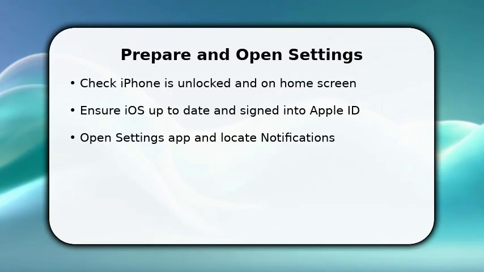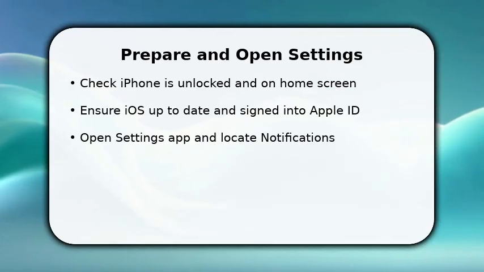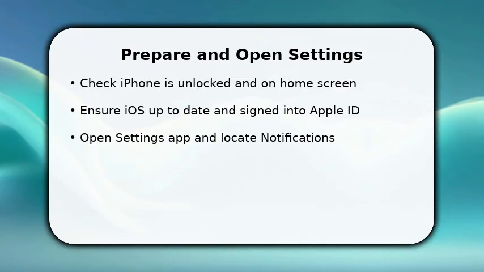Scroll immediately to Notifications. This central hub controls alert behavior for all apps. You're doing this now so changes apply system-wide. Make sure Do Not Disturb is off if you want alerts to appear.